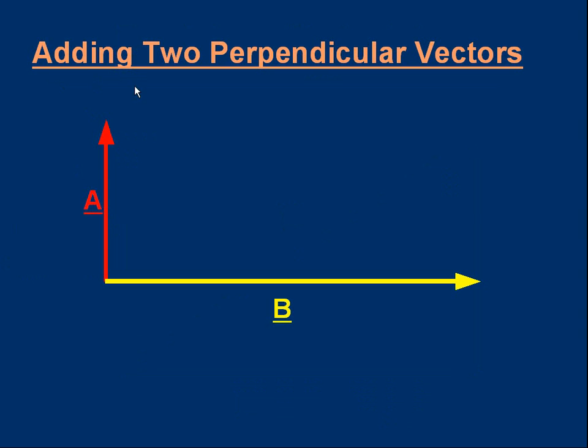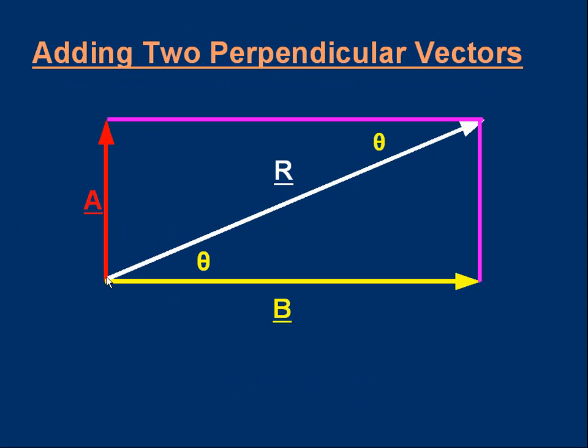How do we add two perpendicular vectors? Say A and B. First of all, position them so their tails are touching. Construct the rectangle with the vectors as the sides. The resultant is the diagonal. Suppose it makes an angle theta to vector B.